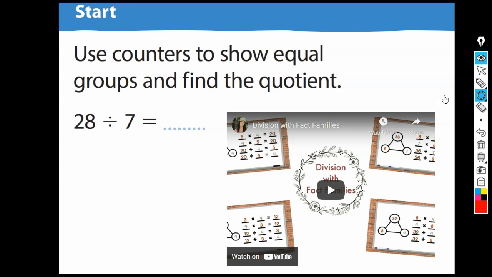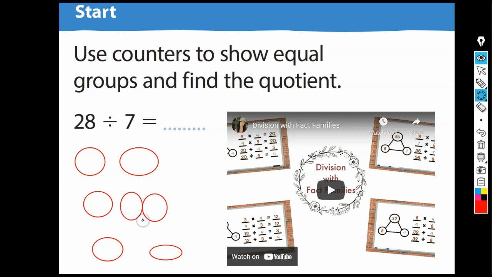Okay, seven groups. 1, 2, 3, 4, 5, 6, 7. Then I'm just going to count. I'm going to put one in each circle, and keep going until I get to 28. If you don't have anything, should you be doing this? Yes, or double checking your answers, right?